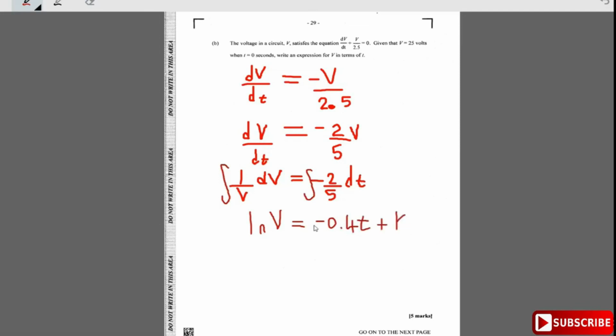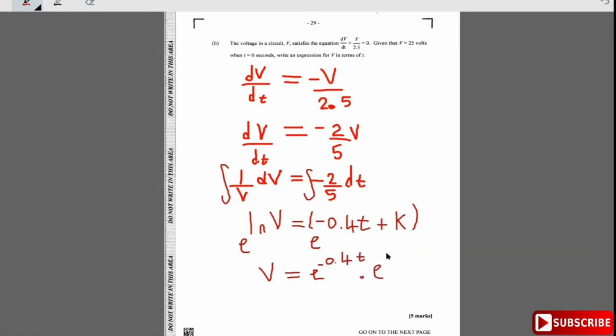So now, if ln V is this, I'm going to raise both sides to exponential E. And then E to the ln cancel. And so V is equal to E to the minus 0.4 T times E to the K.